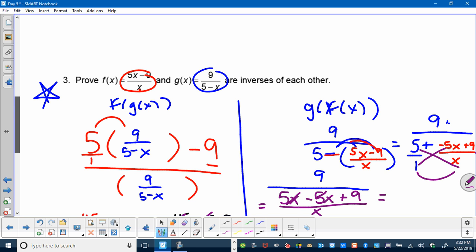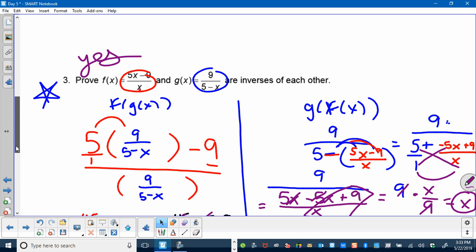I'm going to do this. 5x minus 5x is gone. 9 is the top fraction. I'm going to keep change flip that purple fraction that's on the bottom. So I'm going to multiply by x over 9. Oh my God, the 9's cancel. You have x left over. You're done. You did it. You got 2 x's for your answer, which means, yes, they are inverses.